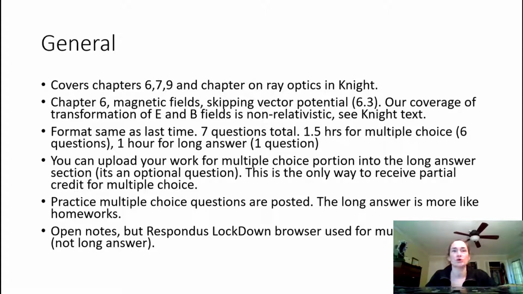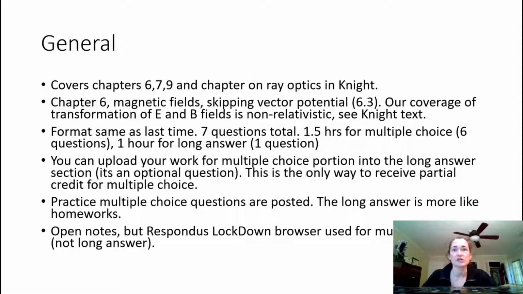If you want to earn partial credit for your multiple choice part, just like last time, you're going to have to take an image of your work in some way and upload it. And you do that imaging on the long answer part, which is the second link for the test. 1.5 hours for multiple choice, 1 hour for the long answer. If you don't upload any work, you're not going to get any partial credit for the multiple choice part.